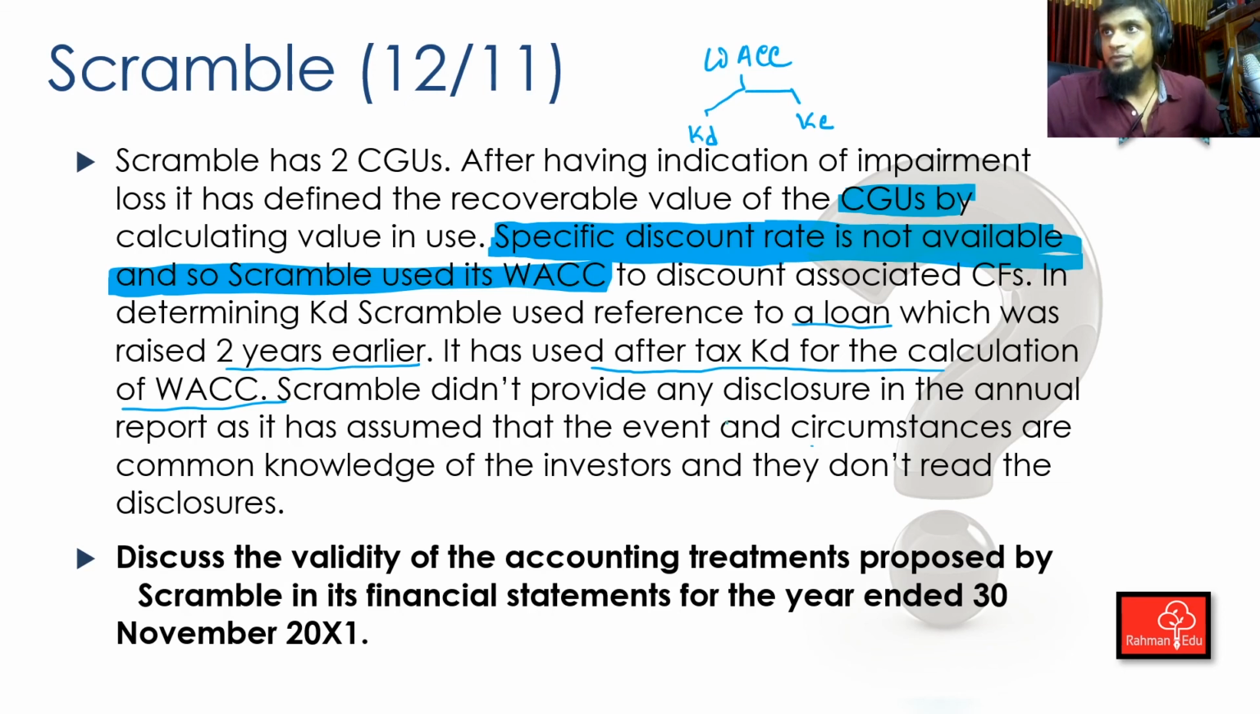Follow the suggestion. And then finally, Scramble did not provide any disclosure in any annual report. In the annual report, it has assumed the event and circumstances are common knowledge. Asif, or anyone else, whoever would like to take it. This is a violation, they don't want to give disclosure, non-compliance. Okay, so try to convince your partner, or if you're talking, your audit partner, audit manager, or client.